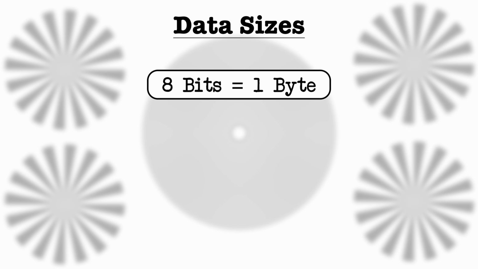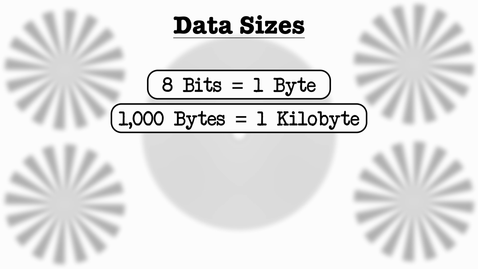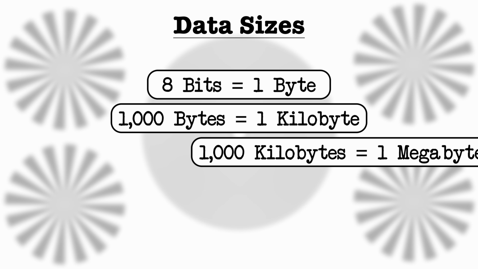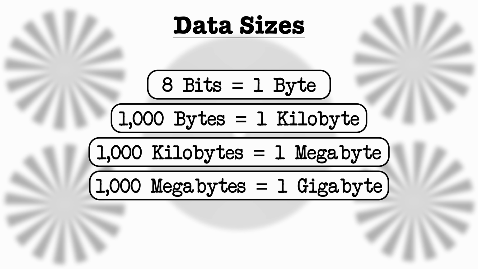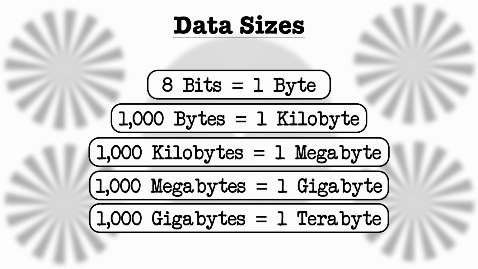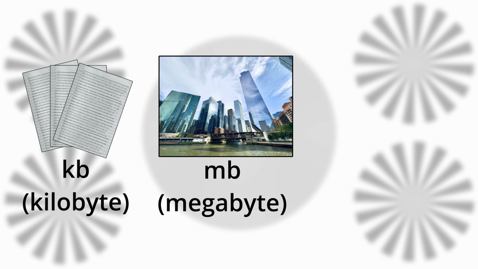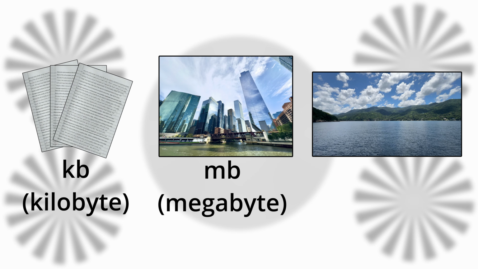So with that said, 1,000 bytes would equal a kilobyte. 1,000 kilobytes would equal 1 megabyte. 1,000 megabytes would equal 1 gigabyte, and so on. To put these numbers into scale, something like the size of a Word document might be measured in kilobytes, the size of a photograph measured in megabytes, and the size of a video file measured in gigabytes. With that knowledge, if you're running out of space on your phone, the first thing you should start deleting are the videos.